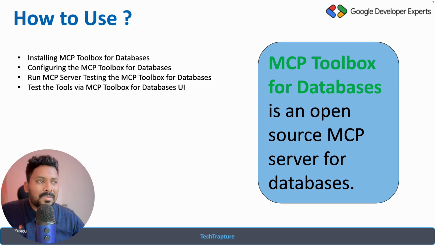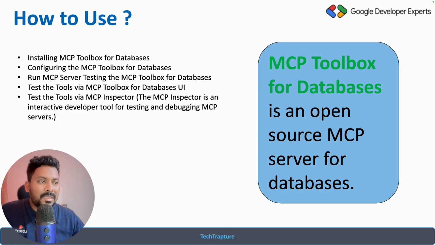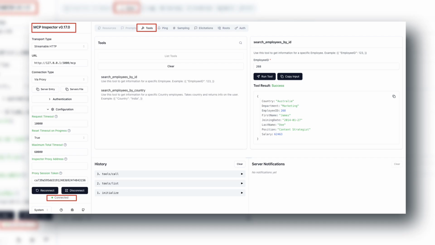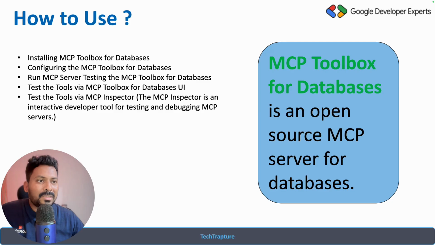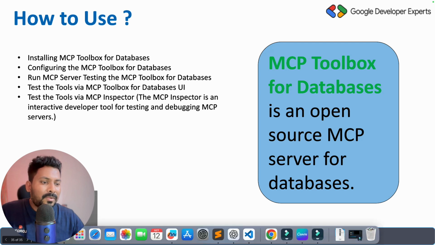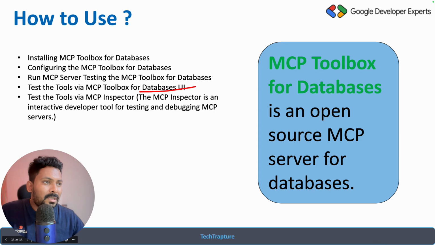Once our MCP Toolbox is ready, we can also test it with one more option. MCP comes with the Inspector service, which is nothing but a Node.js service. The MCP Inspector is an interactive developer tool for testing and debugging MCP servers. This is provided by MCP, not by the toolbox for databases. The toolbox for databases will provide you the database UI, but this MCP Inspector comes within the MCP package. Once it is tested with the Inspector, it means our MCP server is ready for use.